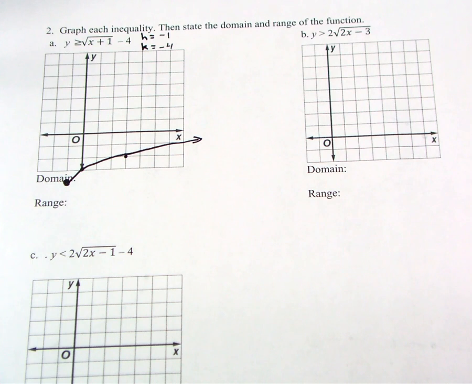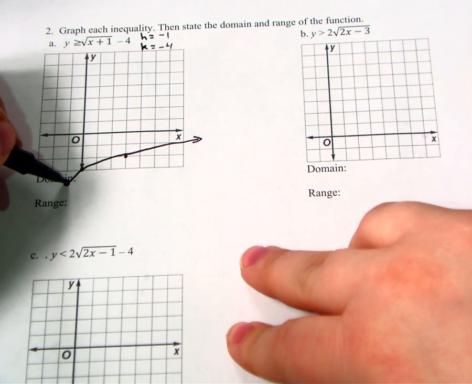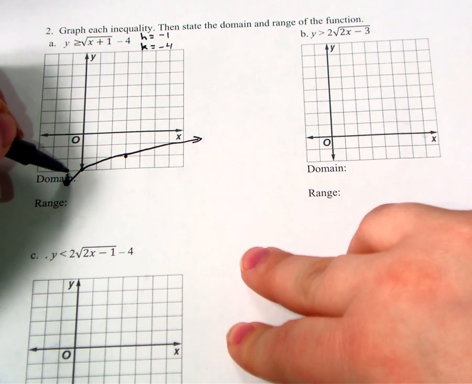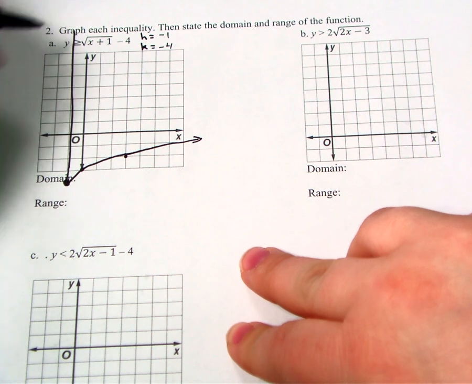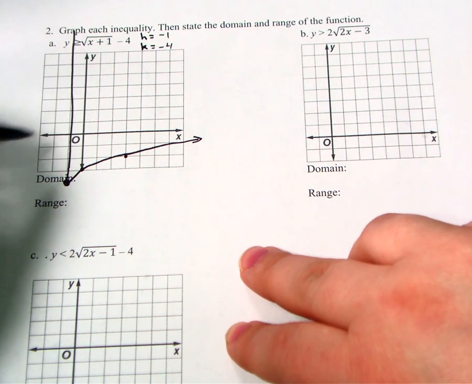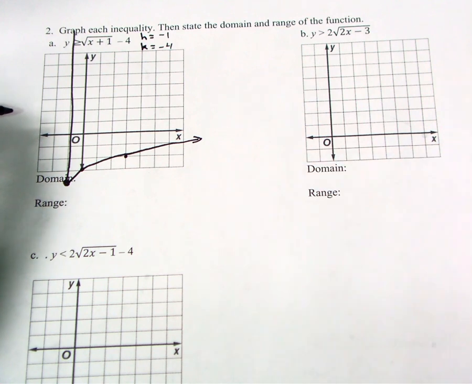The next part comes with shading. It says that y is greater than. So would that be shading on top or below? On top. Now be very careful, because there is a barrier here. Because we said that anything to the left of here gives me a negative underneath the radical. So none of your shading should go that direction.